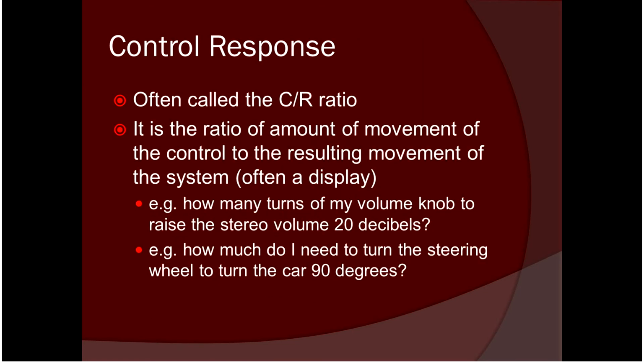For this slide, I'll just say that the C part of the control response ratio is how much movement you need in the control. For example, if you're turning a knob, moving a lever, or turning a wheel, like the steering wheel of your car, all of that is the control, the part that I'm able to move. And then the response, the R, is how much movement in the system you get. That could be a lot of things. Movement in the system, right?